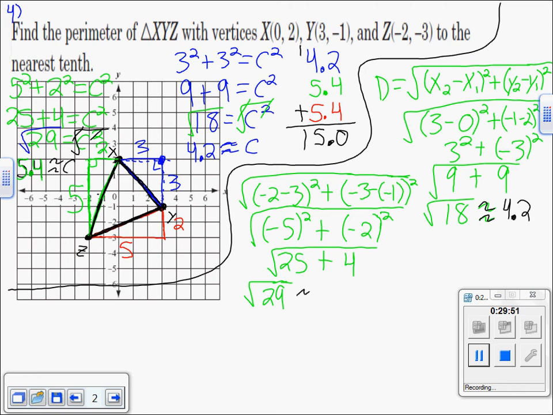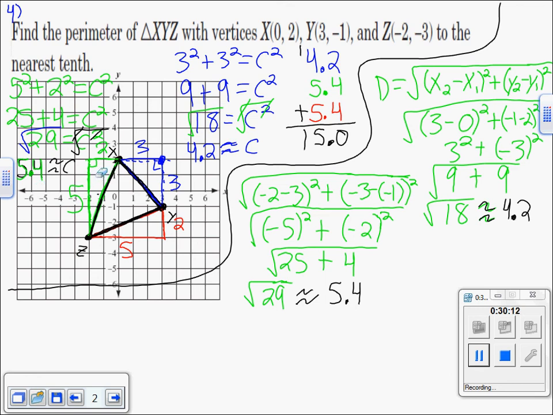So be careful when you're doing this, because yes, you can find the wrong answer. So be careful with your arithmetic with adding and subtracting negatives. Okay, well, the square root of 29, now that's just a little bit bigger than 5, so it's going to be 5 point something. I'm going to go off our work we already did over here, where the square root of 29 is approximately 5.4.